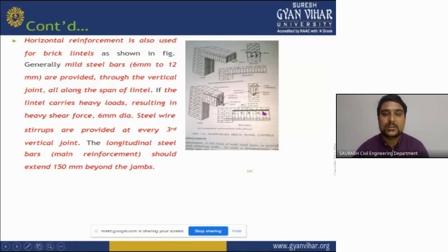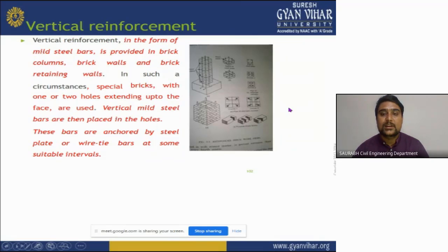Now we will see horizontal reinforcement is also used for brick lintels. As you can see here, it is used for brick lintels. Now we will see vertical reinforcement, how we provide vertical reinforcement in a brick wall. Vertical reinforcement in the form of mild steel bar is provided in brick columns, brick walls, and brick retaining walls. In such circumstances, special bricks with one or two holes extending up to the face are used. As you can see here, there is reinforcement crossing the brick courses, and there are some special bricks with holes, as you can see in this image.